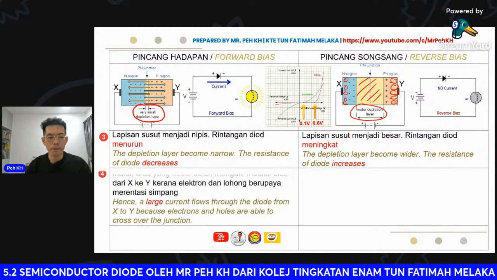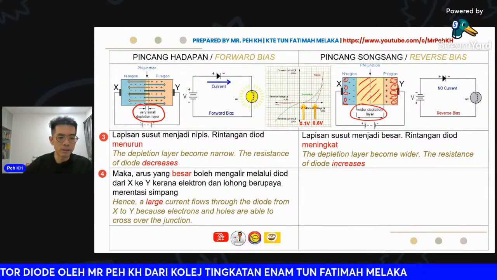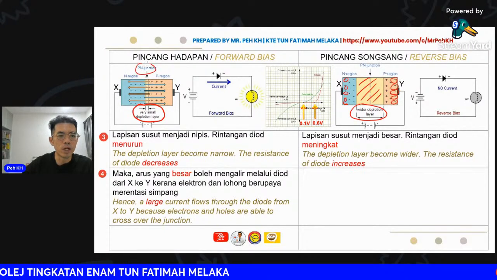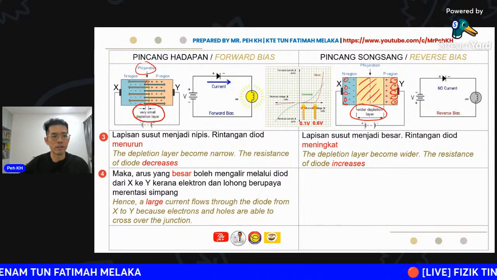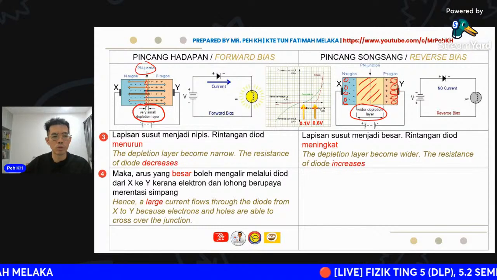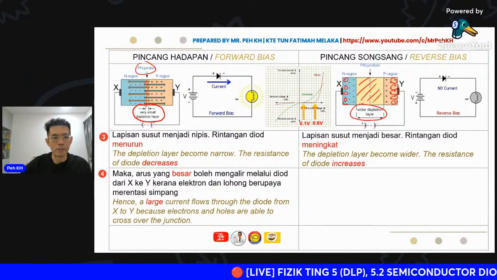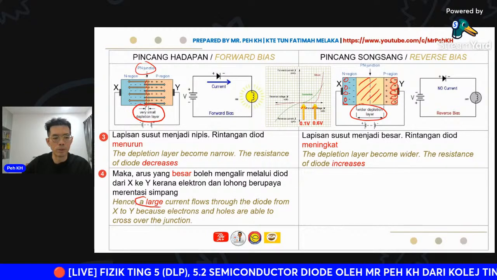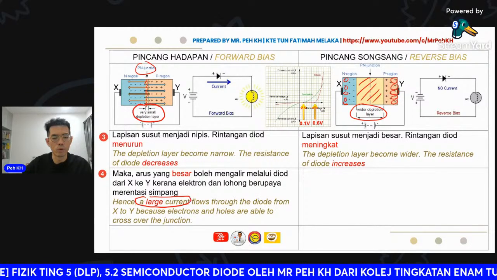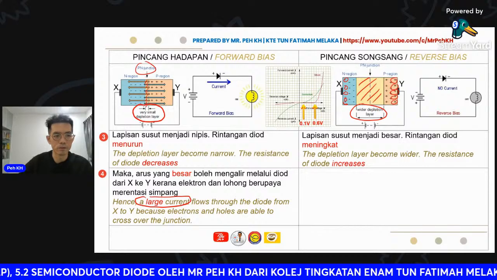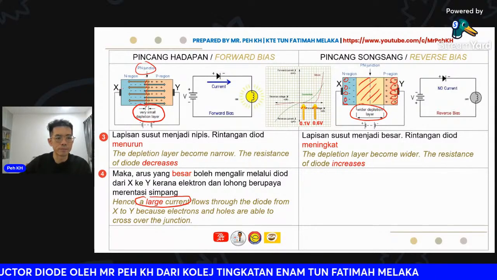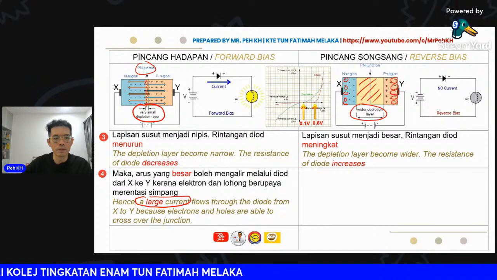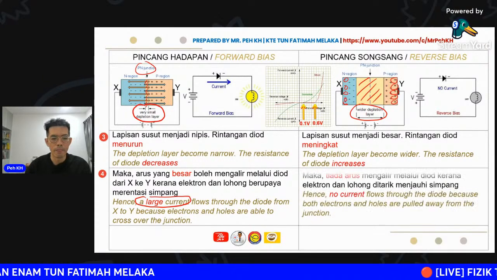So number 4 here. Just as we mentioned, because the PN junction or depletion layer is very thin, the holes and the electrons will be able to cross the junction. So here a large current will be produced to flow through the diode, from X to Y.